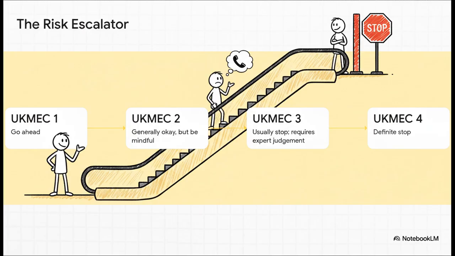And to really make this stick, I want you to think of it as a risk escalator. UKMEC 1, you're on the ground floor, go right ahead. UKMEC 2, you're stepping on, you're going up a level. So just be mindful. UKMEC 3, you're getting pretty high now. It's time to pause and think about getting off. And UKMEC 4, you're right at the top. It's a definite hard stop.